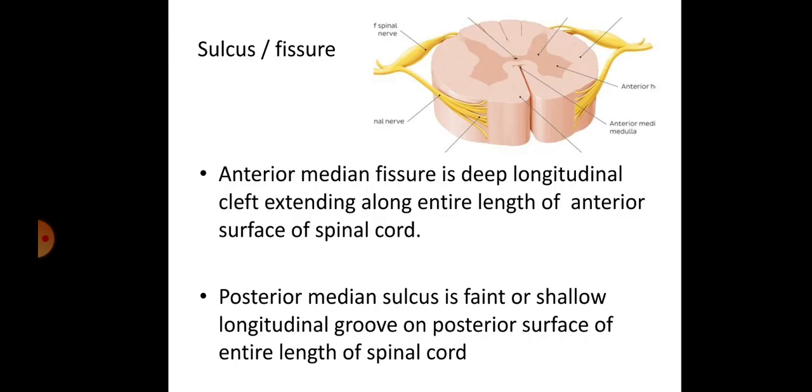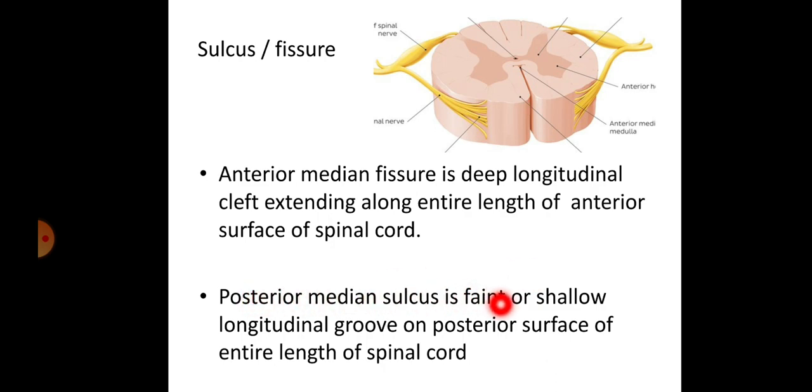And next we are going to discuss the sulci and the fissures. If you take the spinal cord, the external surface of the spinal cord consists of sulci. See here, a deep groove is present. It is vertical and longitudinal. So this is called the anterior median fissure. Similarly, there is another sulcus posteriorly, called the posterior median sulcus, because it is shallow. The anterior median fissure is the deep longitudinal cleft extending along the entire length of the anterior surface of the spinal cord.